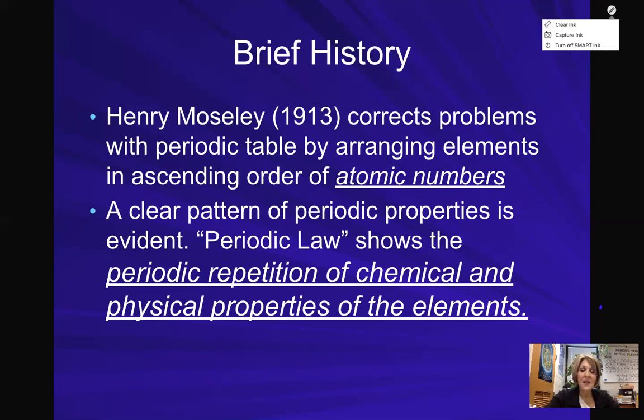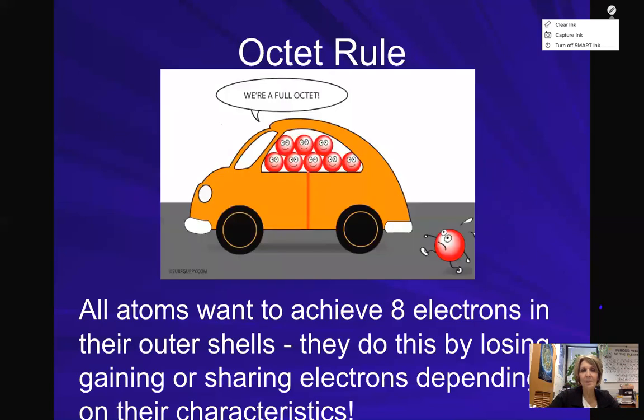And so we see a clear pattern of every 8 elements, especially those in the major tall columns. We see something called periodic law. Periodic law is the repetition of the chemical and physical properties of those elements, like the alkali metals, like the fact that they react very strongly with water, and that they all like to become a +1 ion, things like that.